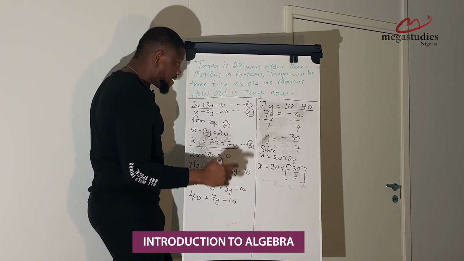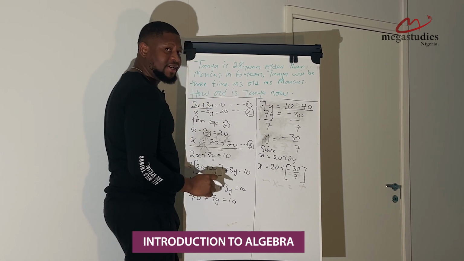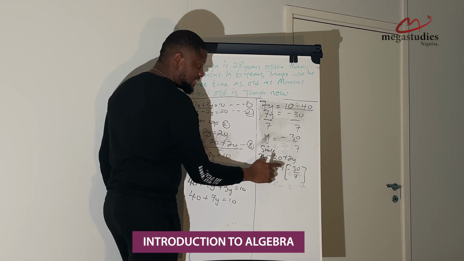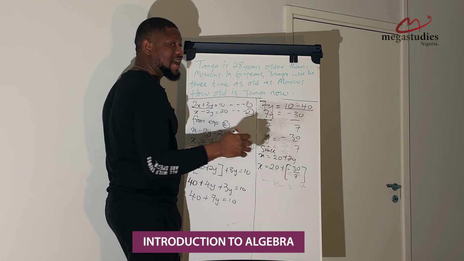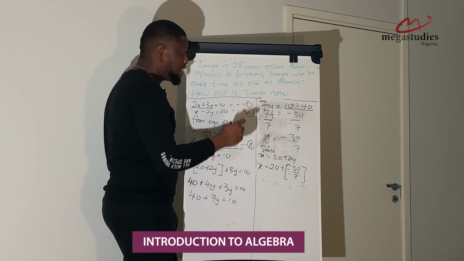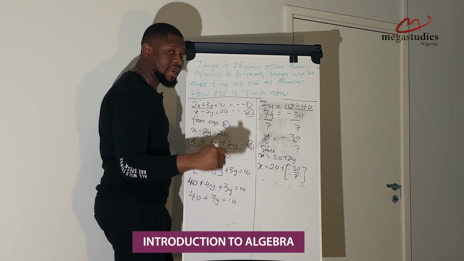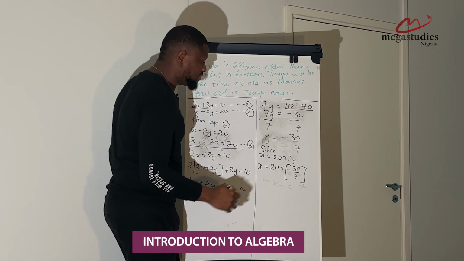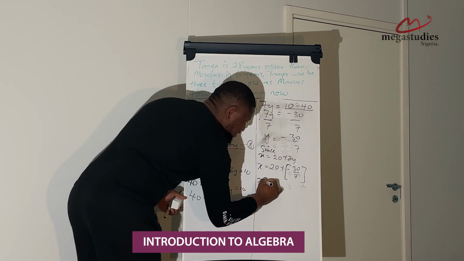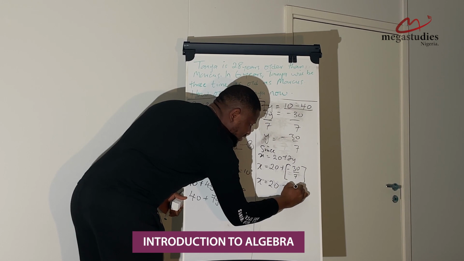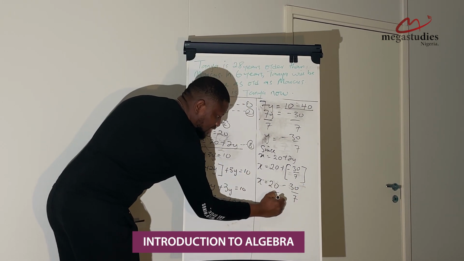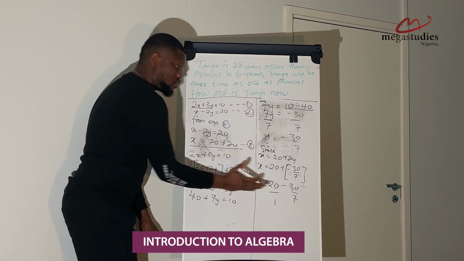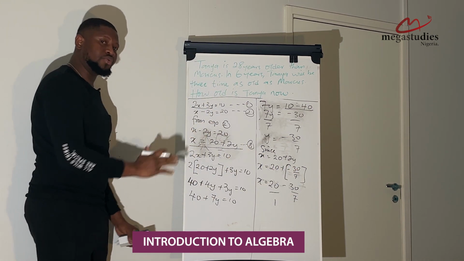Now, remember you have to resolve the brackets. If you have something like this, plus times minus, remember before we started, I told you how to manipulate signs. When positive and negative multiply, the resultant effect is always negative. So in this case, it's always x equals 20 minus 30 over 7. This is a fraction. Just make this a fraction over 1 so that you know that we are working with fractions. Your work will be nice.